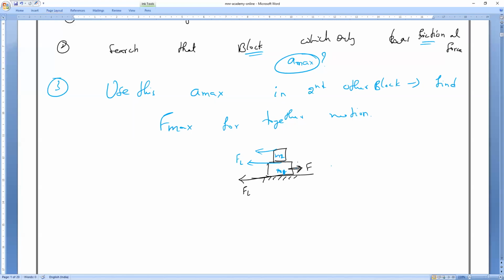Backward direction. So as M1 moves forward, the frictional force exerted by M2 on M1 will act in this direction. Am I right or wrong, everybody? Yes. You just remember this point so that you can solve everything.